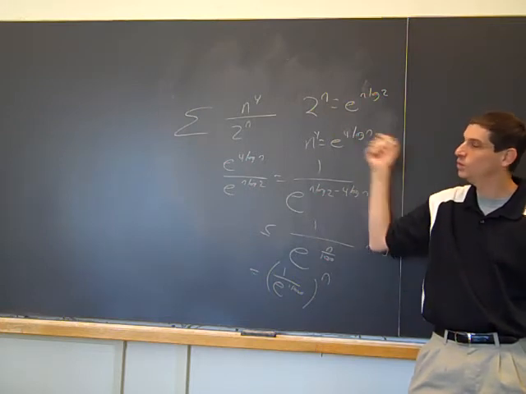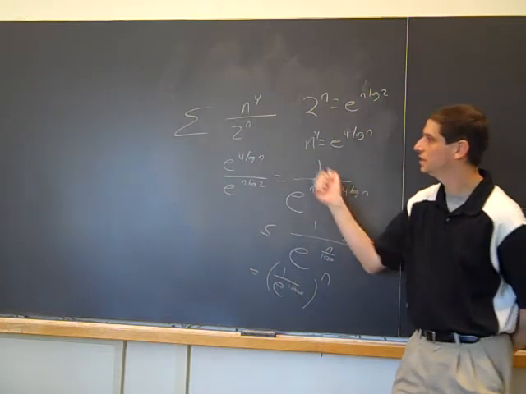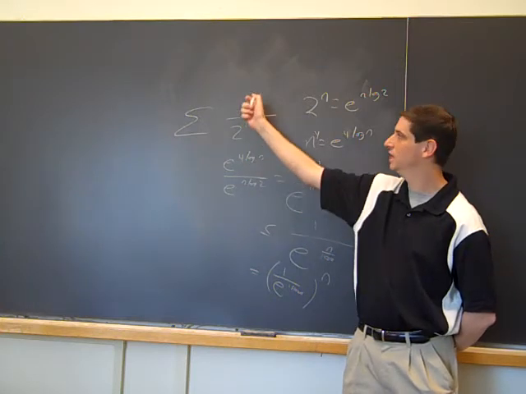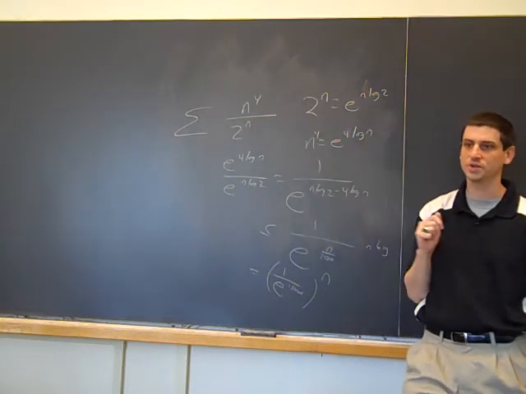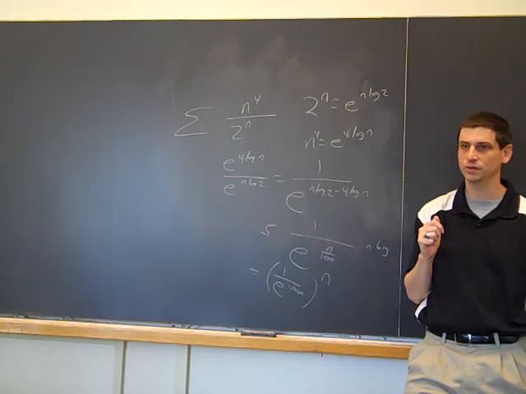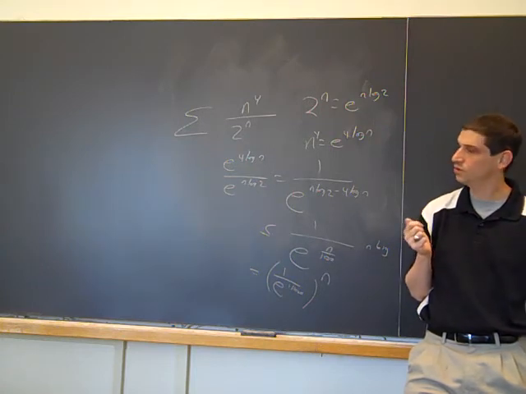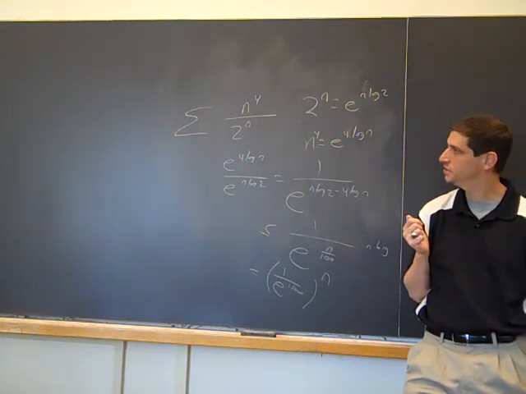What would you do for this one? Because the comparison doesn't look easy. I don't really know how to compare the n to the 4th over 2 to the n with something I know converges. What would you try? The root test. Or the ratio test? Which do you think is easier to use?